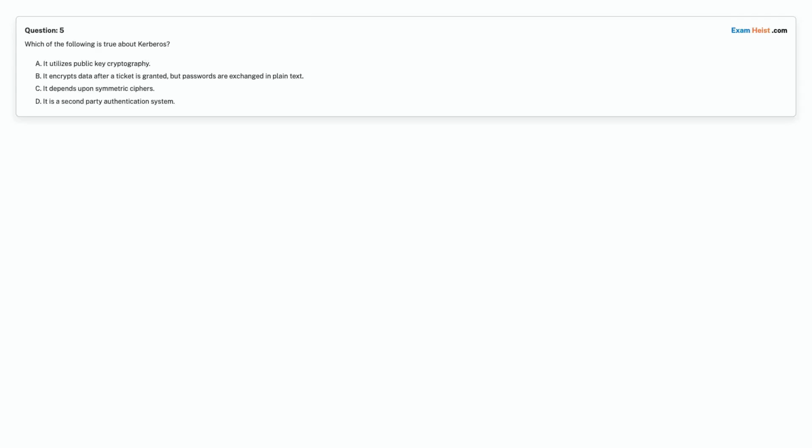Question 5. Which of the following is true about Kerberos? Option A. It utilizes public key cryptography. Option B. It encrypts data after a ticket is granted, but passwords are exchanged in plain text. Option C. It depends upon symmetric ciphers. Option D. It is a second-party authentication system. Choose the correct answer.